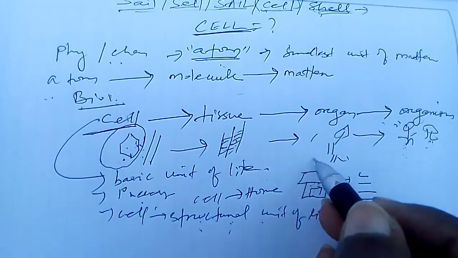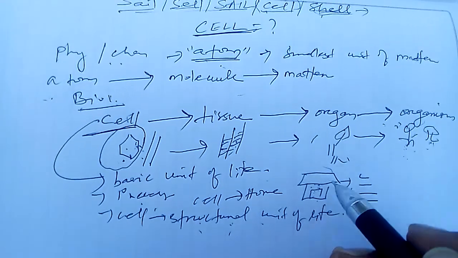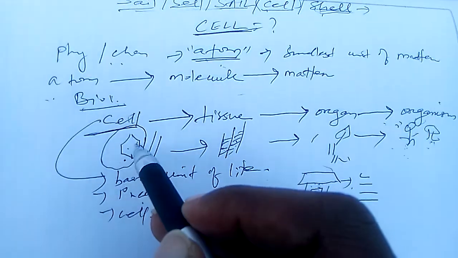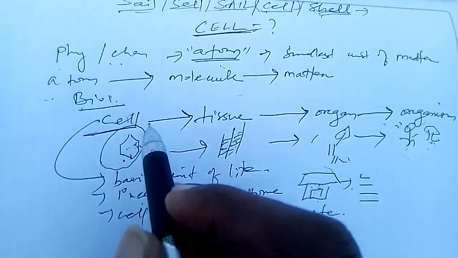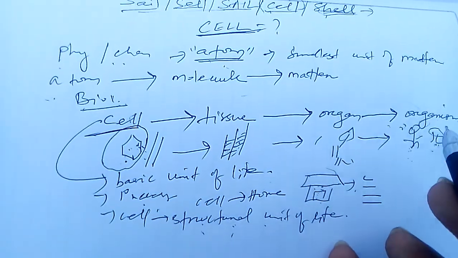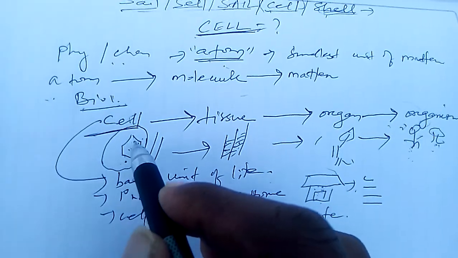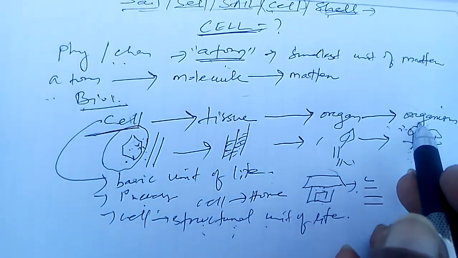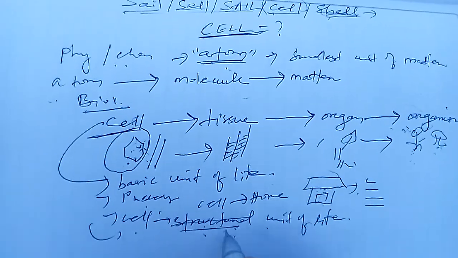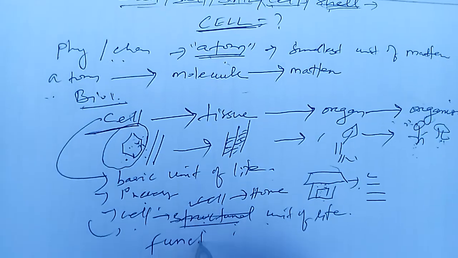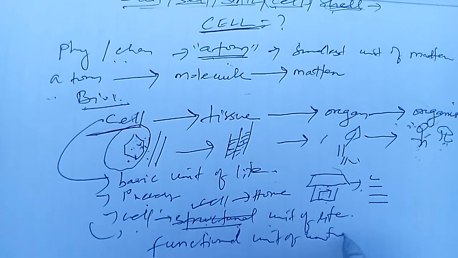Just like our house provides us a particular environment to do all our activities, inside an organism, cell provides a particular environment, particular temperature, particular pH for all the activities of an organism. Because cell provides a particular area for all activities performed inside an organism, cell is known not only as the structural unit of life but also as the functional unit of life.